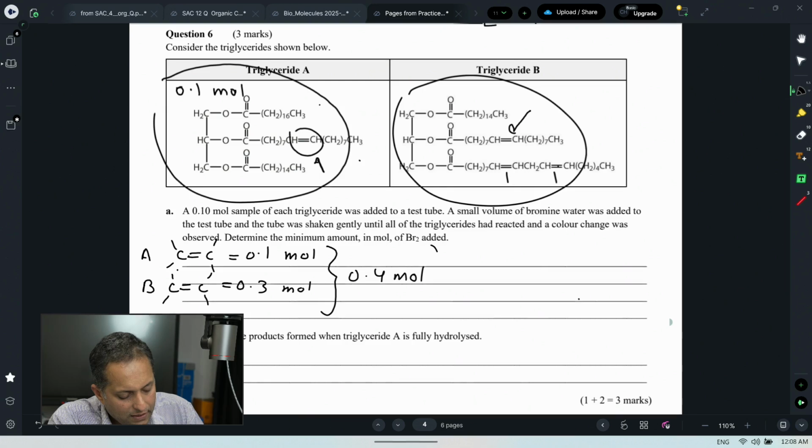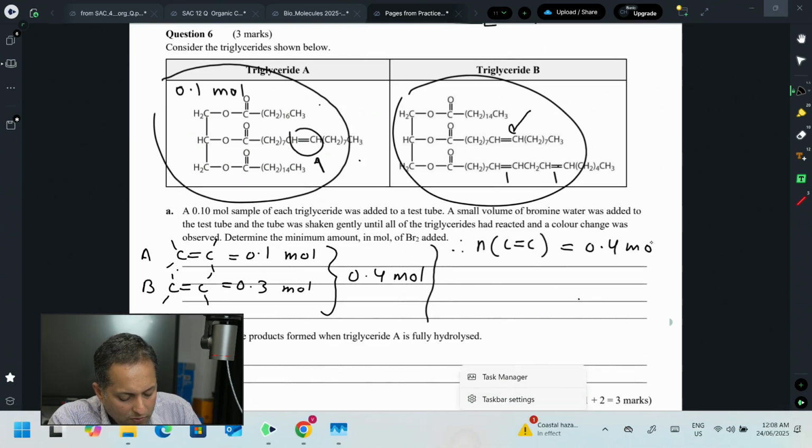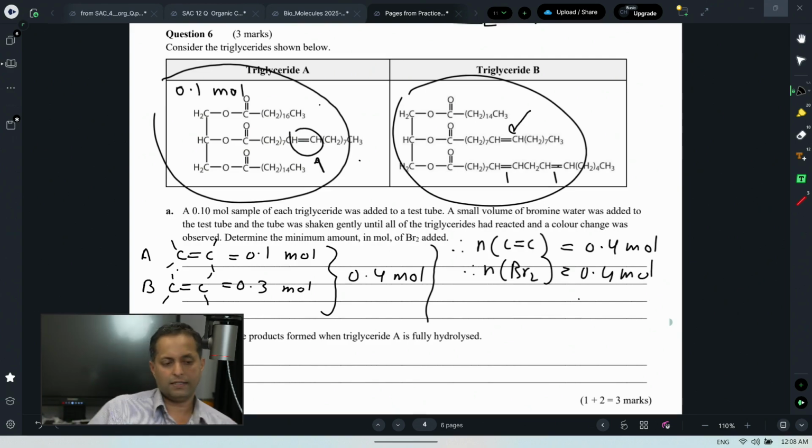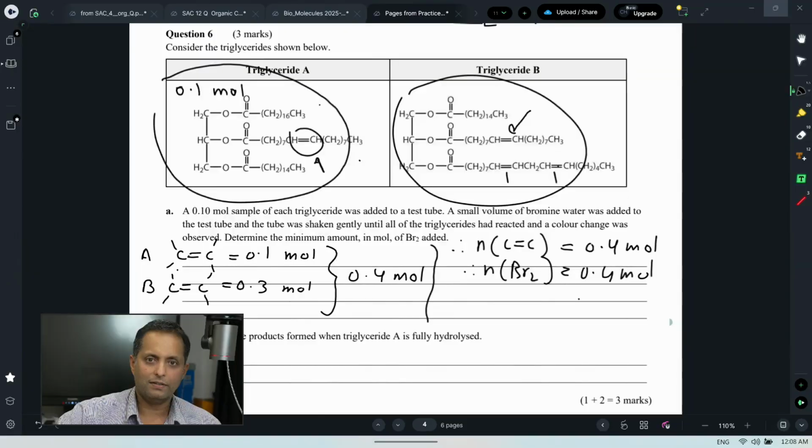So in this case, you can write: therefore, number of moles of carbon-carbon double bond present is equal to 0.4 moles. Therefore, number of moles of bromine required is also 0.4 moles. That's simple, isn't it? Do you find it simple? I mean, yeah, it is not that difficult. All right.